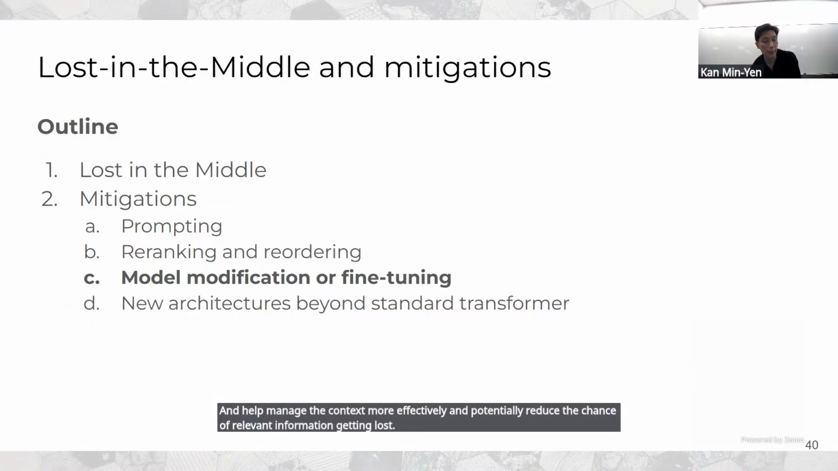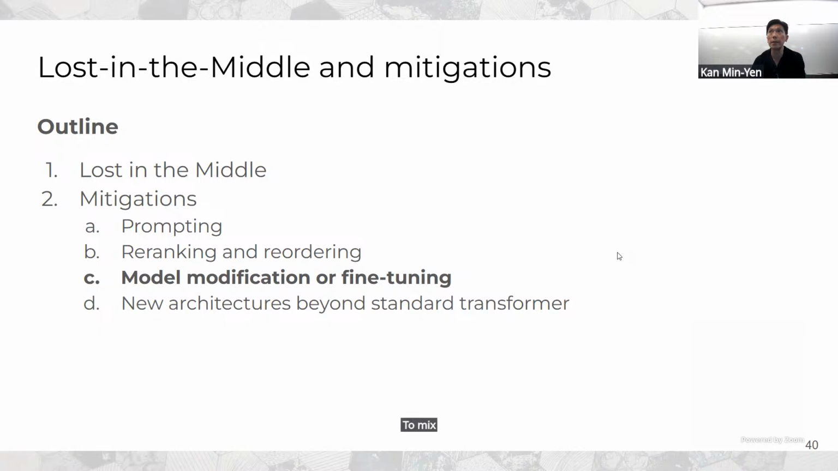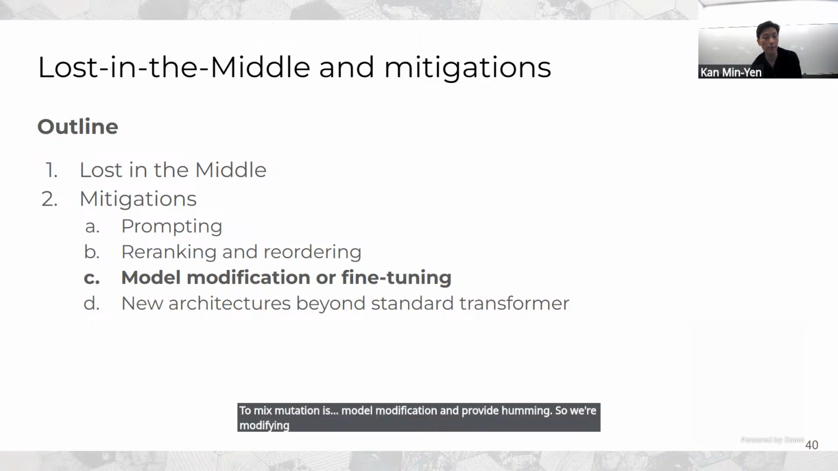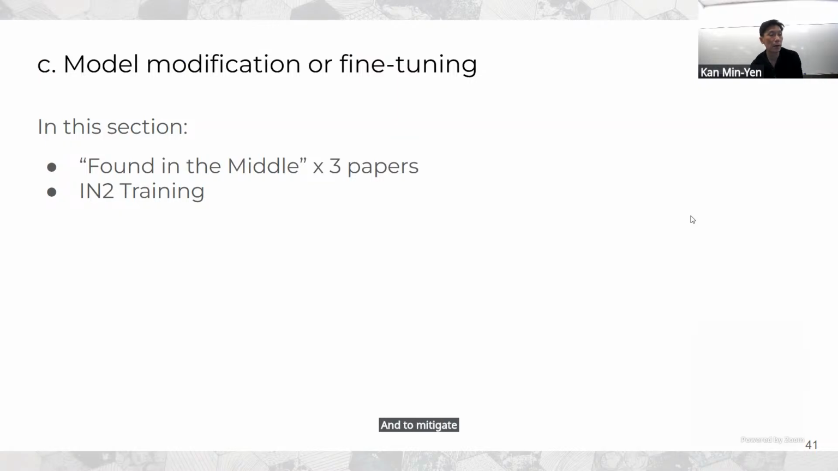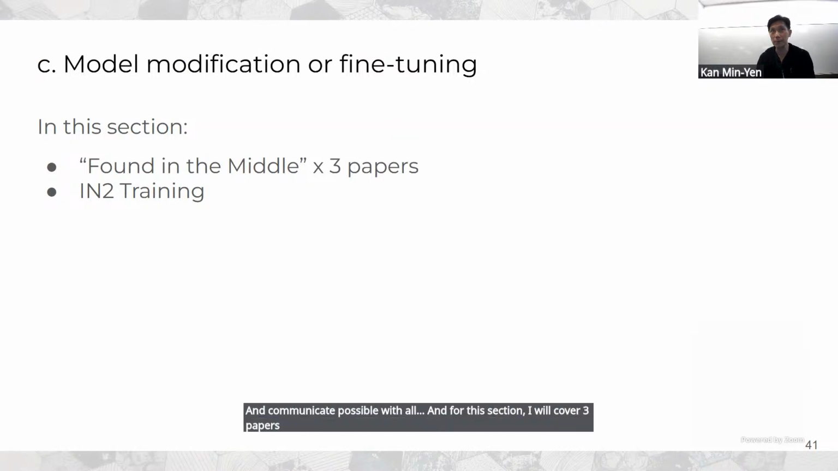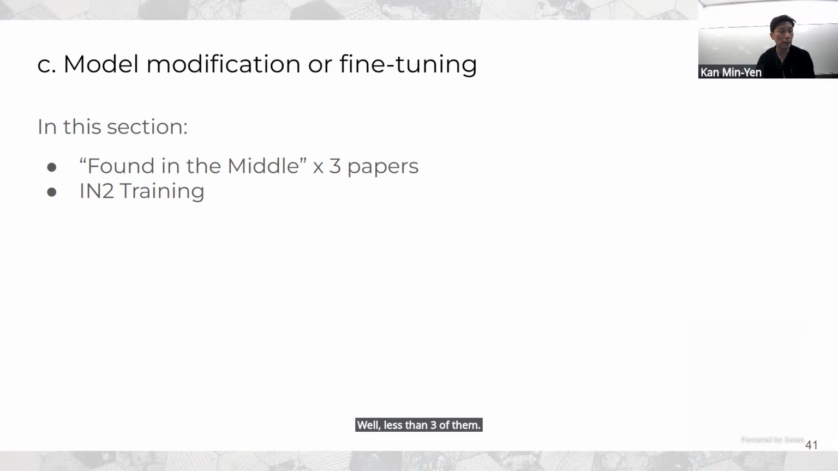Okay, the next mitigation is model modification and fine-tuning. So we're modifying the model so that it performs better and to mitigate lost in the middle. And for this section, I will cover 3 papers calling themselves found in the middle, no less than 3 of them. Maybe more will appear. And I'll also cover a fine-tuning method called IN2 training.